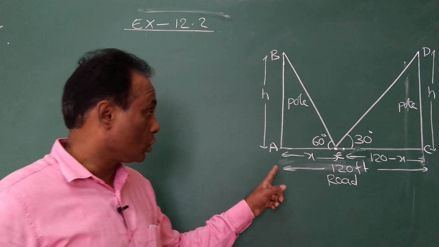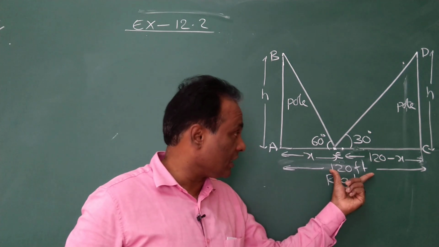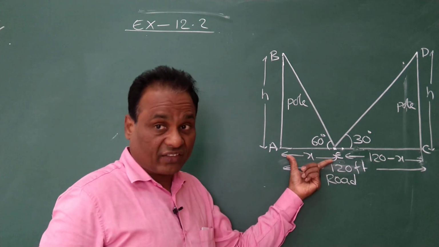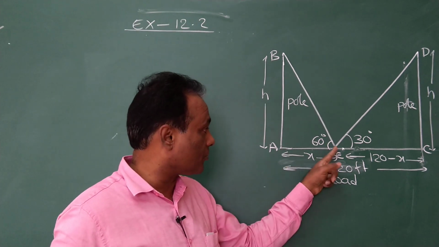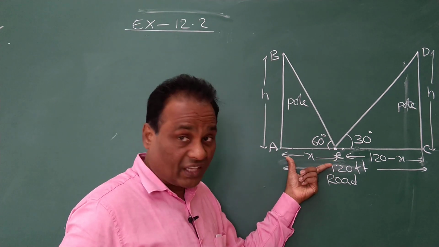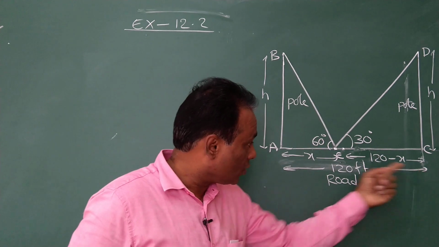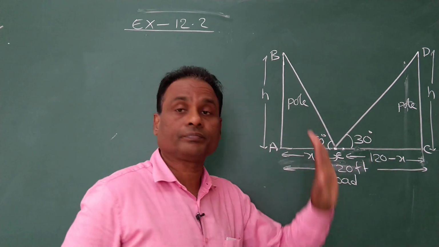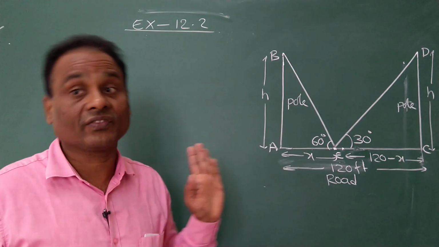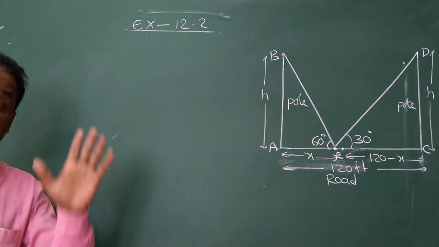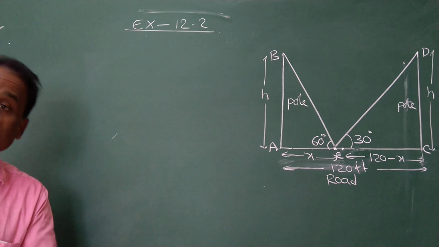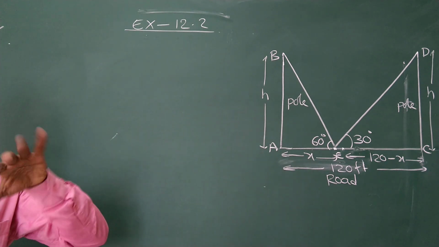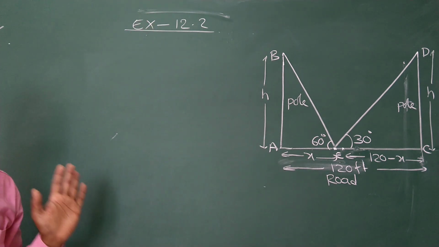See here, the total width of the road is 120. Let this distance be x, the distance from the pole to the observing point. First pole to the observing point is x. If this is x, what will be the remaining? 120 minus x. So this is the diagram. First understand the diagram. Don't write anything. Now I am giving the notes. Even if you understand the notes, you will get a complete idea about the diagram.